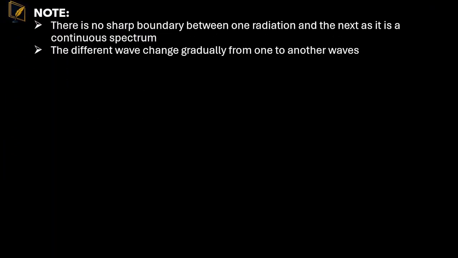Also note that there is no sharp boundary between one radiation and the next, as it is a continuous spectrum. The spectrum we have just looked at has no sharp boundary between one radiation and the other, so these radiations may interfere or mix with each other. The different waves change gradually from one to the other. Let's have one example about it.